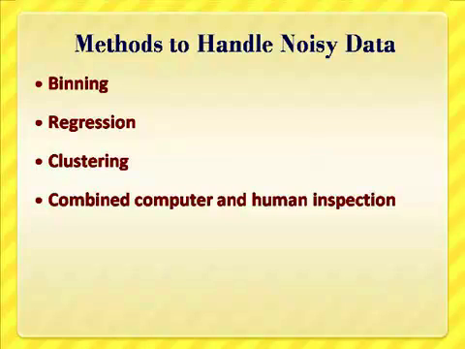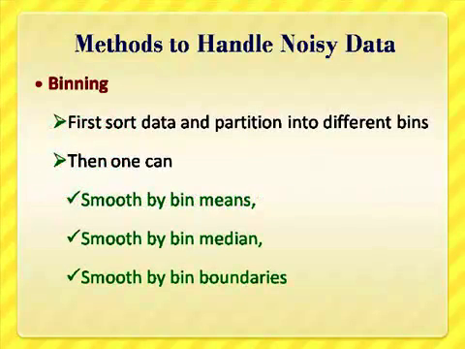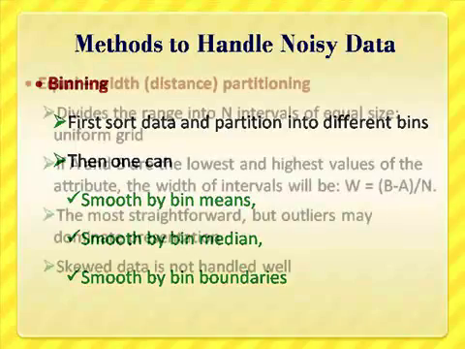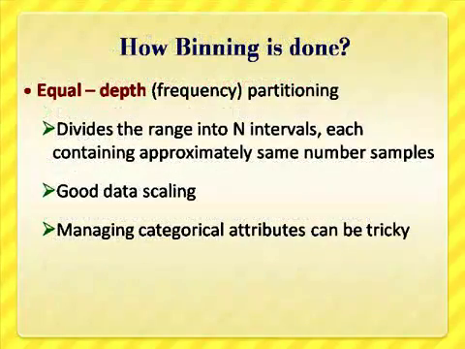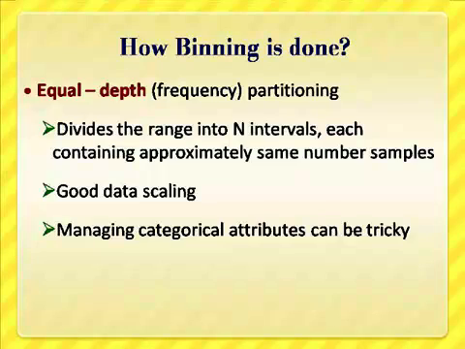They are binning methods, regression methods, clustering methods, or combined computer and human inspection methods. In the binning method, we first sort the data and partition it into different bins. Then each bin is smoothened either by using bin means, or by using bin median, or by using bin boundaries. We discuss with an example how these binning methods are used. The binning can be done either based on equal width partitioning or based on equal depth partitioning.